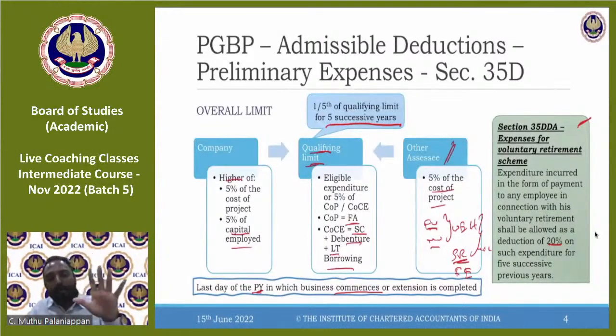So you have preliminary expenses for 5 years, voluntary retirement scheme for 5 years. When you say 5 years, it is 5 successive previous years. So from the year in which it is actually beginning, the year in which this voluntary retirement was made, from that year, next 4 years. Same way, the year of commencement plus 4 years. So that's how you come to 5 years. Now with this, we have covered the basic special provisions.